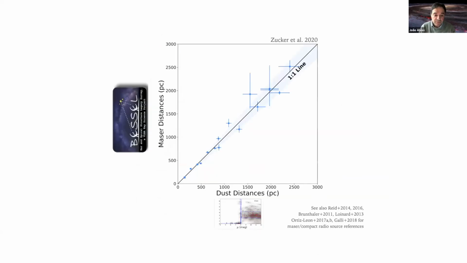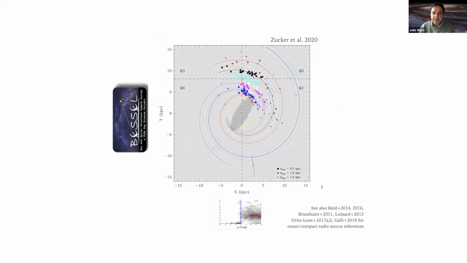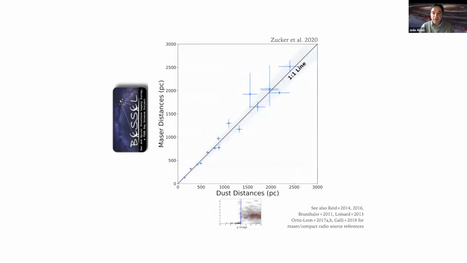How good is this measurement? Here's the comparison between the dust distances and the masers, which are the benchmark for distances in the galaxy. This is well established. This is the work of Mark Reid. We're going to use them, and we find that it's essentially a one-to-one relation. They agree to within 10%, and there's really no systematic offset, at least out to 2.5 kiloparsecs.